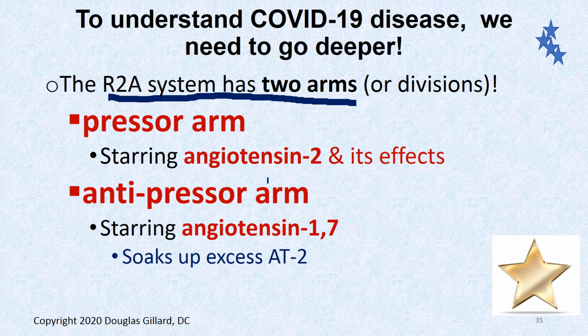But then there's one we haven't talked about. There's the antipressor arm. And the star of the show is maybe an angiotensin you never heard of. It's angiotensin 1-7.